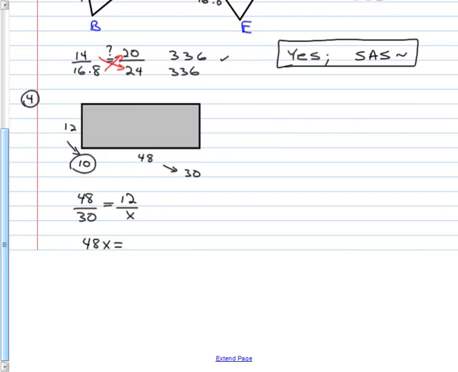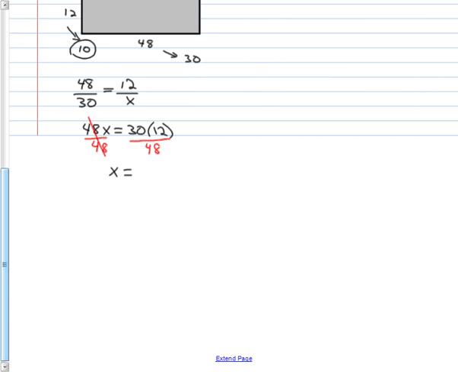48x must equal 30 times 12. So if we then divided by 48, we would figure out what x is, that missing dimension. So 30 times 12 divided by 48 is 7.5 inches. So if I'm going to reduce that 48 down to 30, we are going to have to reduce the 12 down to 7.5. So our new dimensions are 30 inches by 7.5 inches.